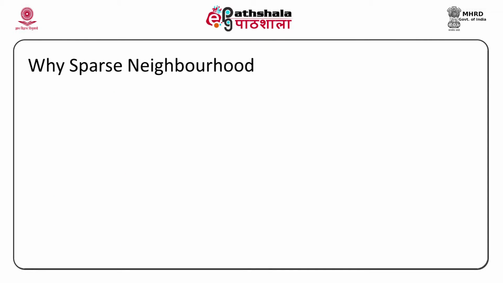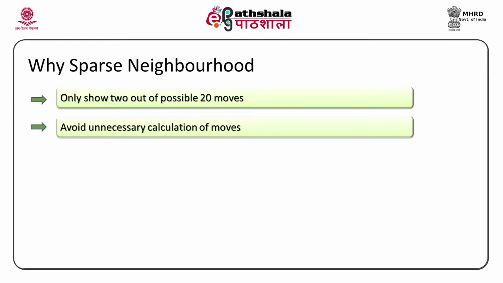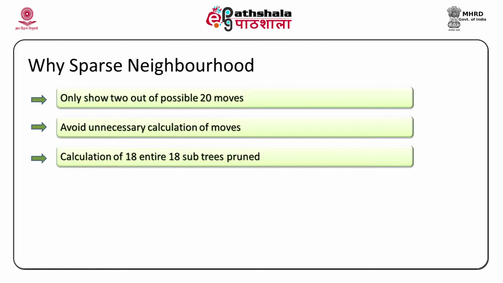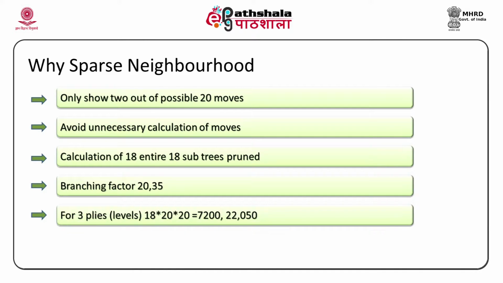Why should sparse neighborhood be used? In fact, it is obviously not good, because you are not exploring all nodes. It is possible that you miss an optimum path, or miss a solution altogether. Why then? For the simple reason that we would like to avoid unnecessary calculation of moves. If you avoid 18 moves, for example, the entire 18 subtrees are pruned from the search tree. That is the power. Just take the case of branching factor 20, 3 plies, only 3 levels. In a game, the level of the tree is called a ply. It is 18 into 20 into 20, with 20 being the branching factor.